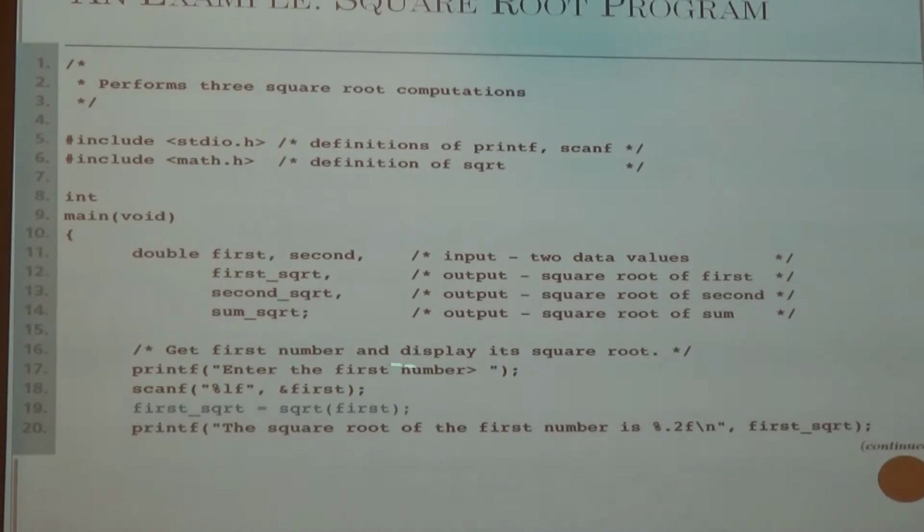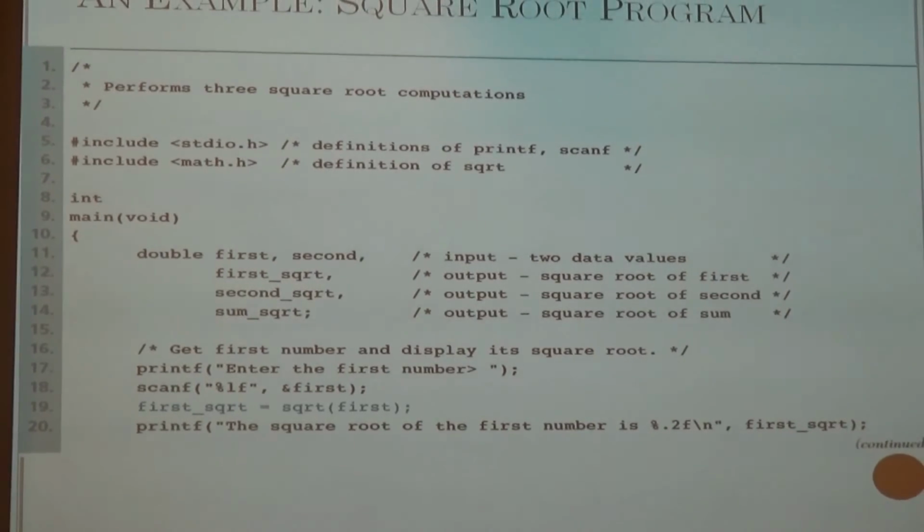So there is a prompt. First of all, we provide a prompt for the user, asking them to enter the first number. Then we read using the placeholder %lf for double, and we store it in variable first, and then we make a function call to sqrt by passing the argument first, and the result will be stored through assignment to the variable first sqrt. We do the same thing for the second, and then we do the summation.